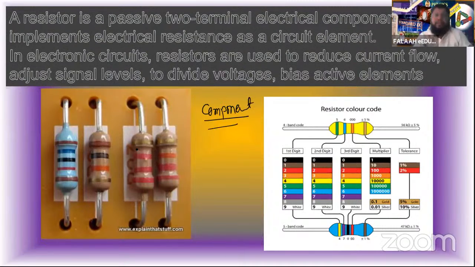A resistor is a passive two-terminal electric component. Two-terminal means it has two terminals. This is one terminal. This is the second terminal. It is a two-terminal electrical component that implements electric resistance as a circuit element. What is a resistor? A resistor is a passive two-terminal component that implements electrical resistance as a circuit element.